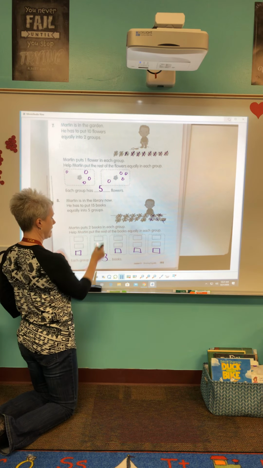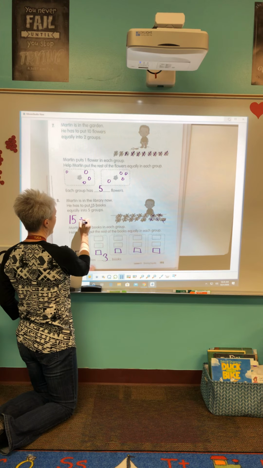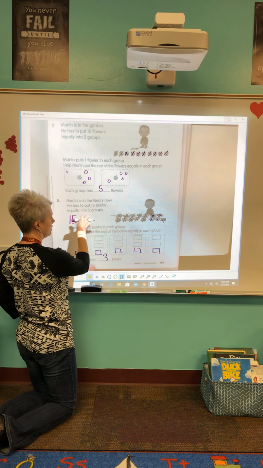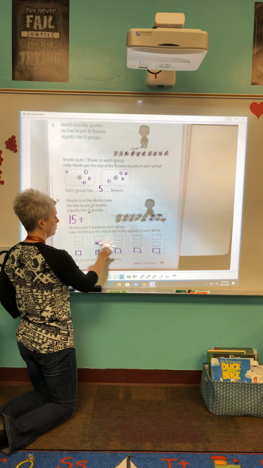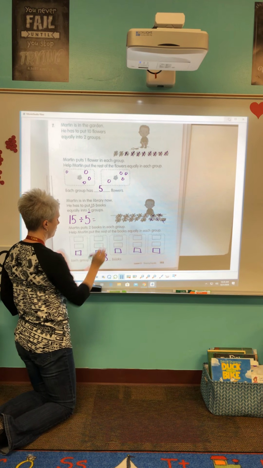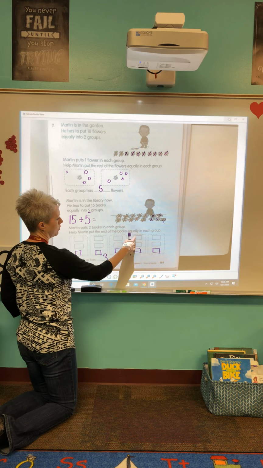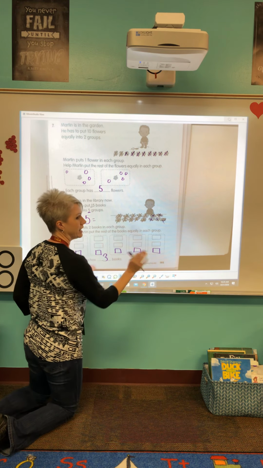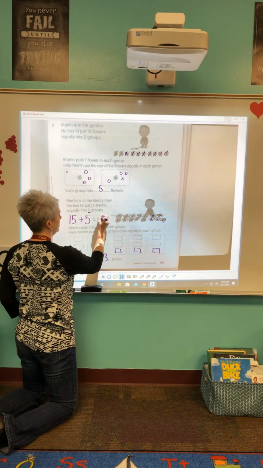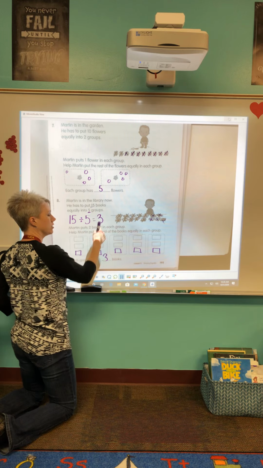And what we did here is we had 15. That's where we started. We divided that number 15 into 5 groups. 15 divided by 5 equals 3. Each group has 3 books. 15 divided by 5 equals 3.